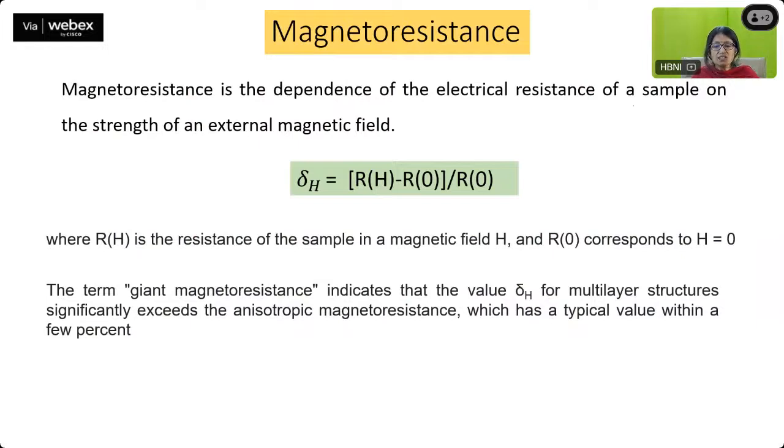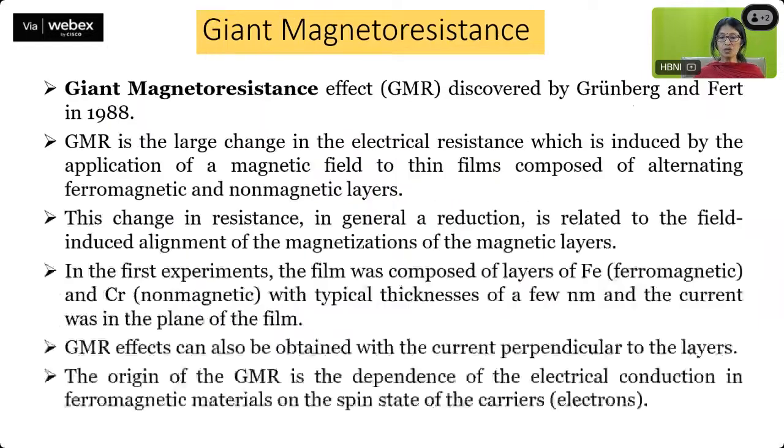Now, as I said, magnetoresistance is the dependence of electric resistance of a sample on the strength of external magnetic field. So magnetoresistance is given by this value delta H, which is resistance in the presence of field minus resistance at zero field divided by resistance at zero field. So this term giant magnetoresistance indicates that the value for delta H for multilayer structures significantly exceeds the anisotropic magnetoresistance, which has a typical value within a few percent. So magnetoresistance was something a few percent, but giant magnetoresistance, the GMR concept, shows that for different multilayer structures, this delta H value is really very high. Okay, so this was discovered by Grunberg and Fert in 1988.